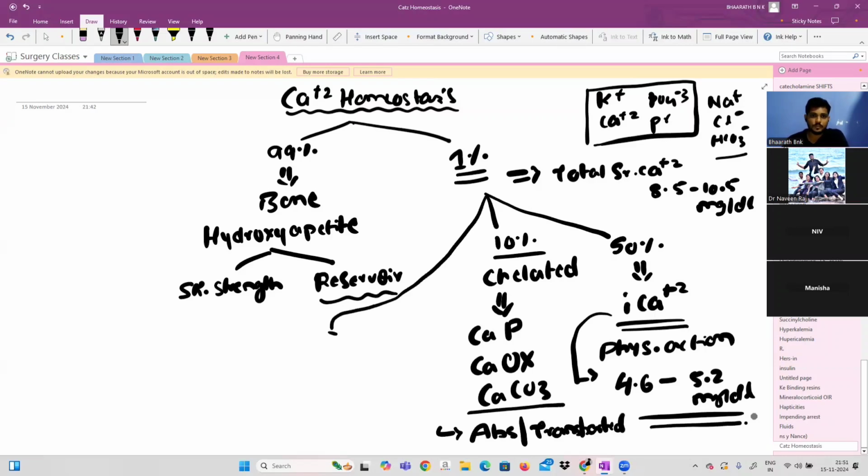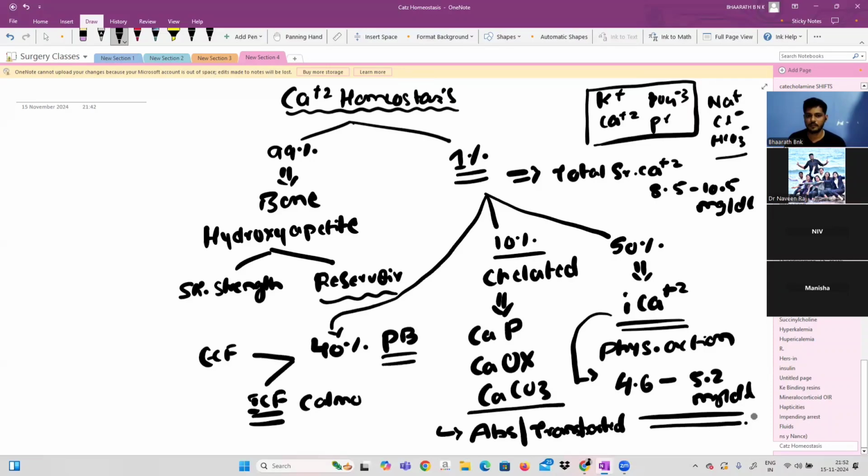Now, the remaining 40% is protein bound, because proteins are anions and calcium is a cation. It is present in the blood in the form of proteins. This can be present in ECF or ICF. In ICF, calcium can be bound to calmodulin, which is also a protein. But this 40%, which represents the extracellular calcium, is mainly bound to albumin and globulin. The binding to globulin is very minimal, so mostly it is bound to albumin.